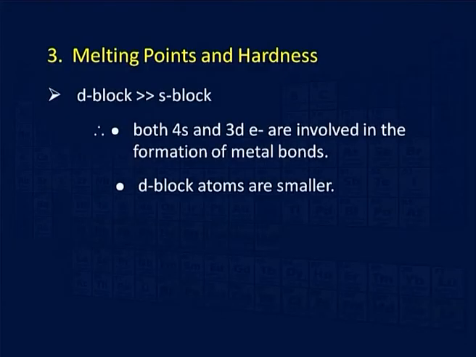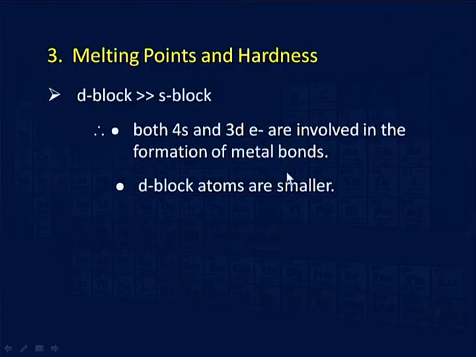The next very important property is the melting point and hardness. As we know, D block elements have very high melting points, and they are also harder compared to the S block elements. The S block elements are so soft that even some of the alkali metals you can cut with a knife. Sodium is worth noting in this case.